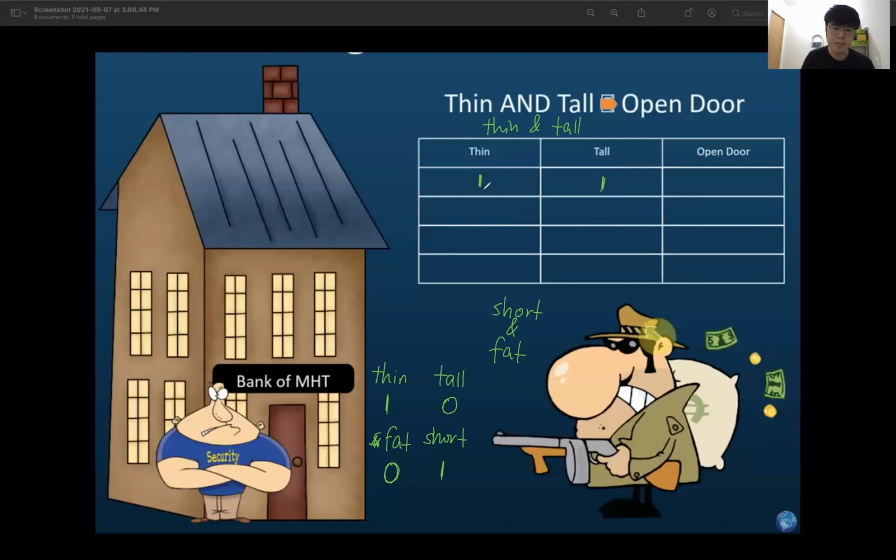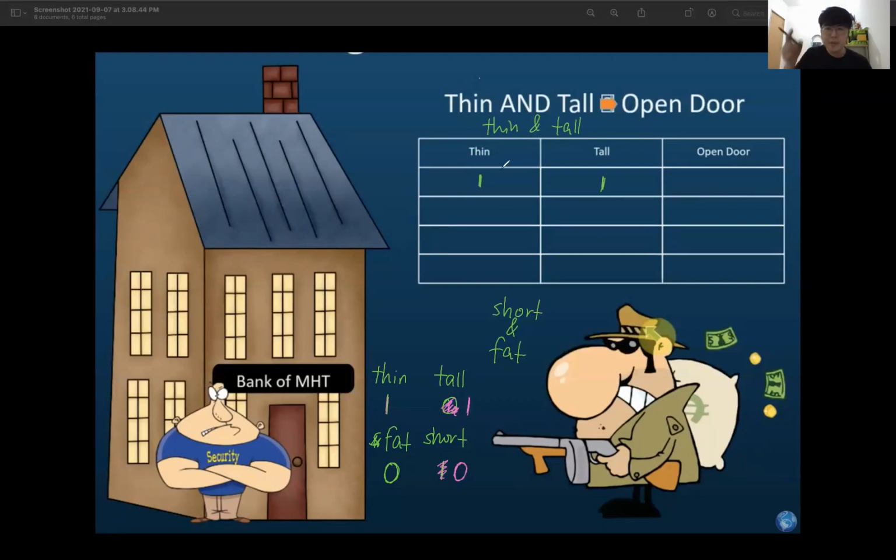1. Okay, 1 means that he is thin and he is short. Now sorry, I think this one should be 1. Tall is 1 and this one is 0. We do a bit of correction, easier. Okay, thin and tall, we do 1 and 1. Fat, short, we do 0, 0.